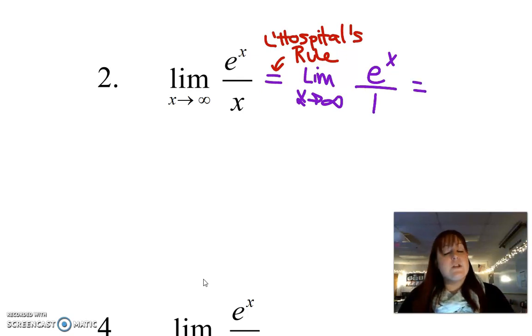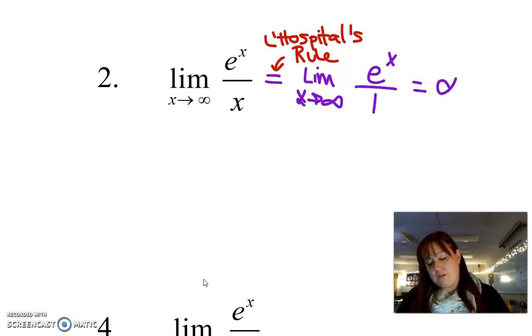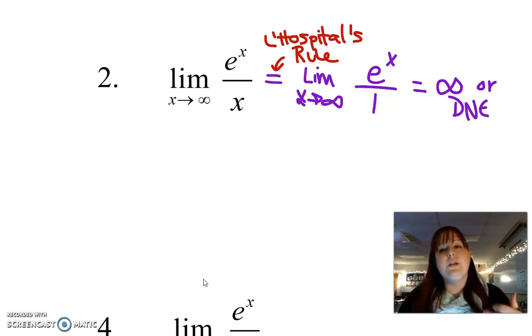And so now we try direct substitution again, and we say, okay, when we plug in infinity, what do we get? We get a huge number over 1, which is still a huge number. So that is infinity. Or it does not exist. We could call it either one, because truly infinity is not a limit, because a limit means something is limited, and infinity is not limited, right? Infinity is unbounded. So you would write infinity or does not exist.